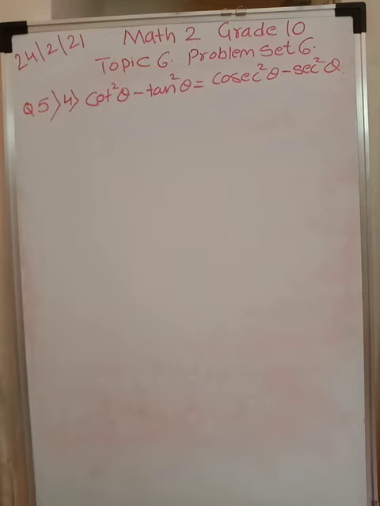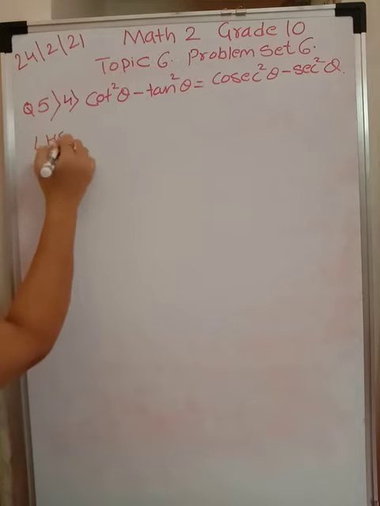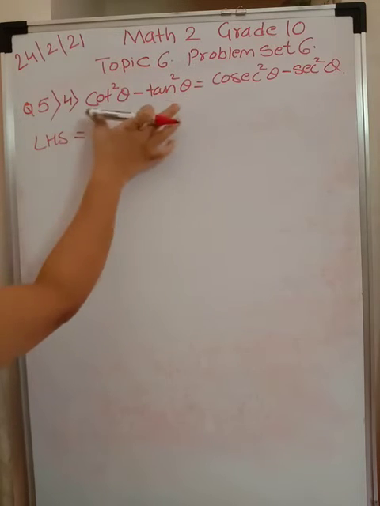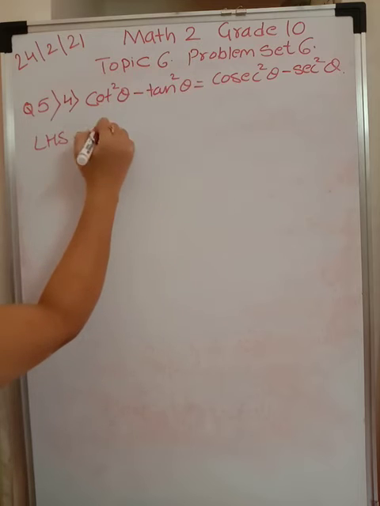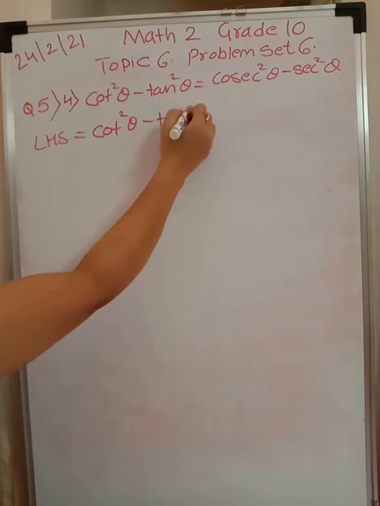from problem set 6. So, we are going to prove that right hand side is equal to left hand side, or left hand side is equal to right hand side. Now, let us start first of all with LHS. So, what is your left hand side? Equal to sign is over here. This is your LHS, that is your RHS. So, we have cot square theta minus tan square theta.